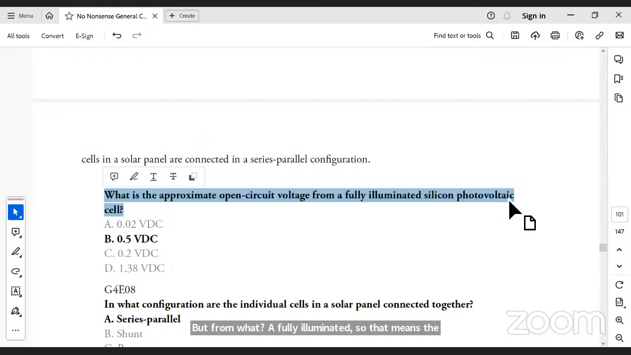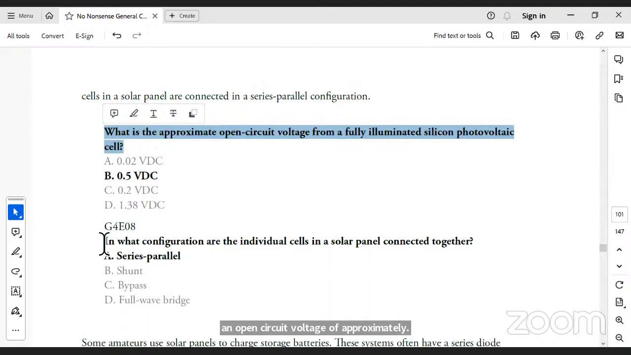Silicon photovoltaic cell or PV cell, right? That is essentially a solar cell, which is what solar panels are made of. Right? So that solar cell, when it is fully illuminated by the sun or sun rays, will generate an open circuit voltage of approximately 0.5 volts DC or half of a volt DC.